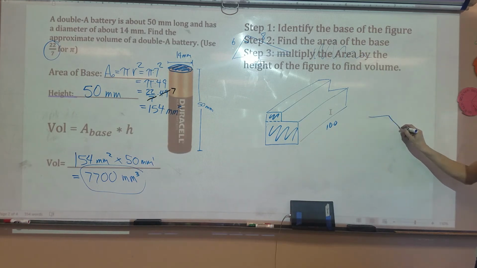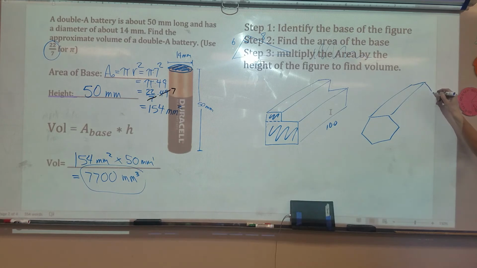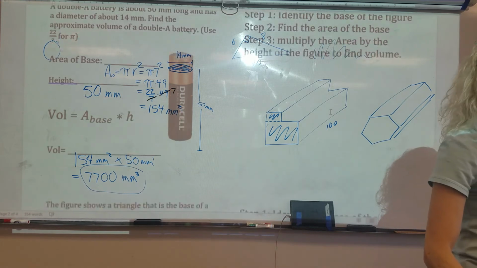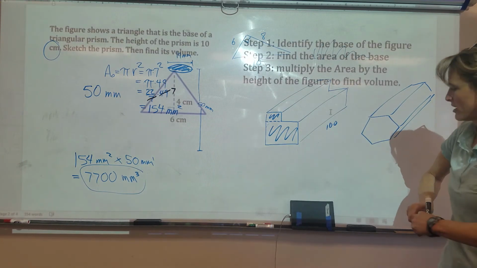So the shape could be anything. It could be a hexagon. And then I have to find that prism. If I found the area of that hexagon, I could find the volume by multiplying by the length or height of that prism. Okay, so let's try one last one.